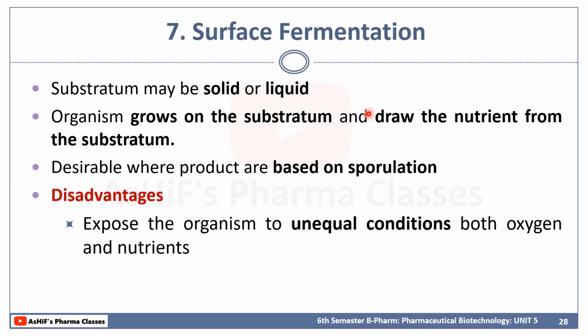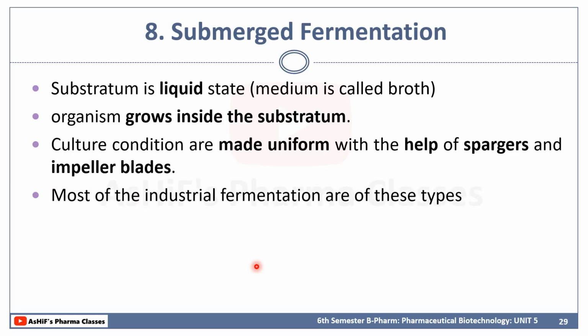Basically the desired products are produced by the sporulation process. There are some disadvantages for surface fermentation. It exposes the organism to unequal conditions of both oxygen and nutrients, because in the case of solid nutrient media, the concentration of the nutrient will vary on different surfaces of the culture media. If it is some kind of liquid, it will be uniformly mixed. So the microorganisms face unequal conditions for both oxygen and nutrient.